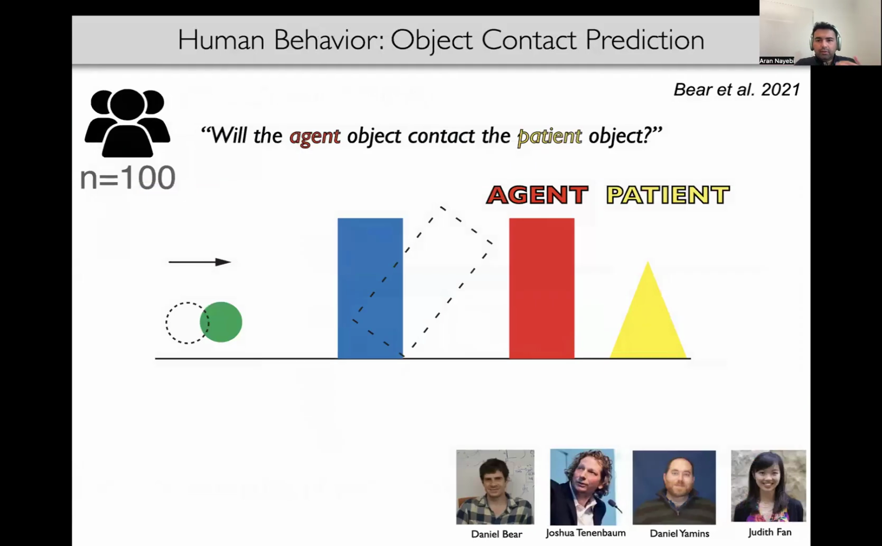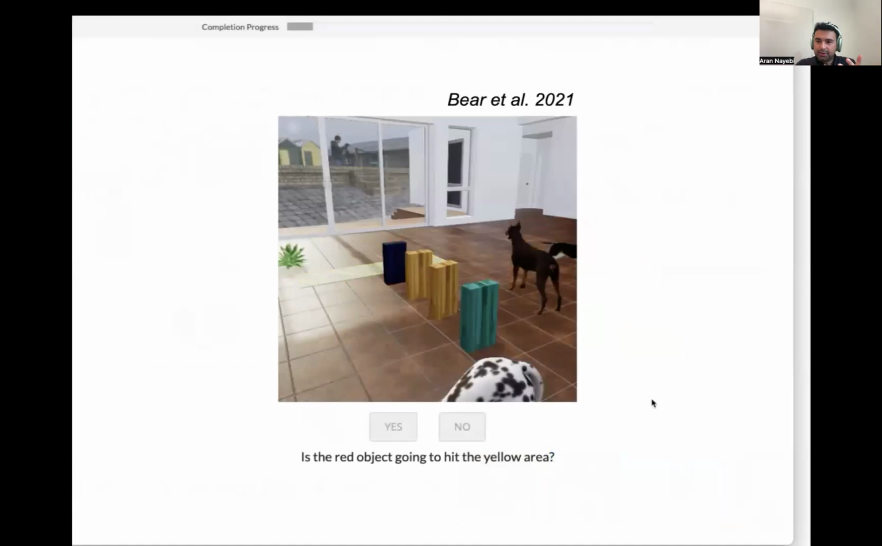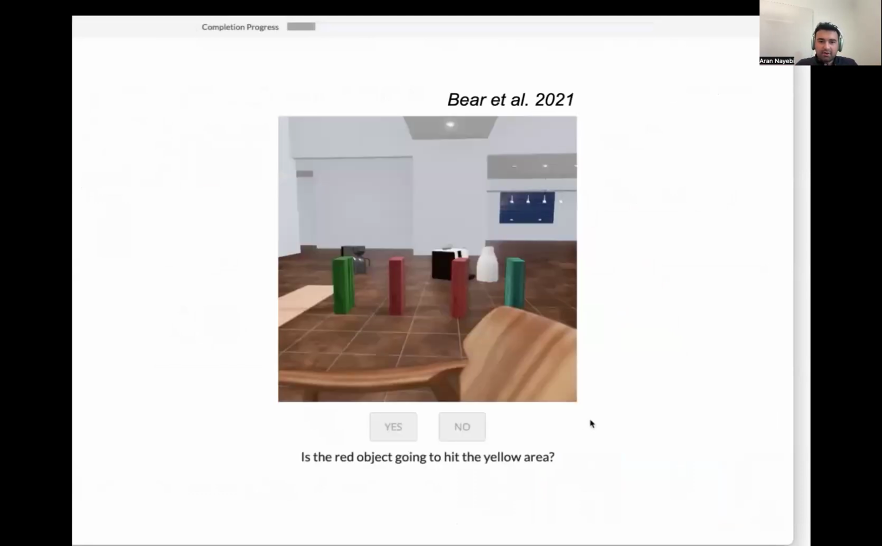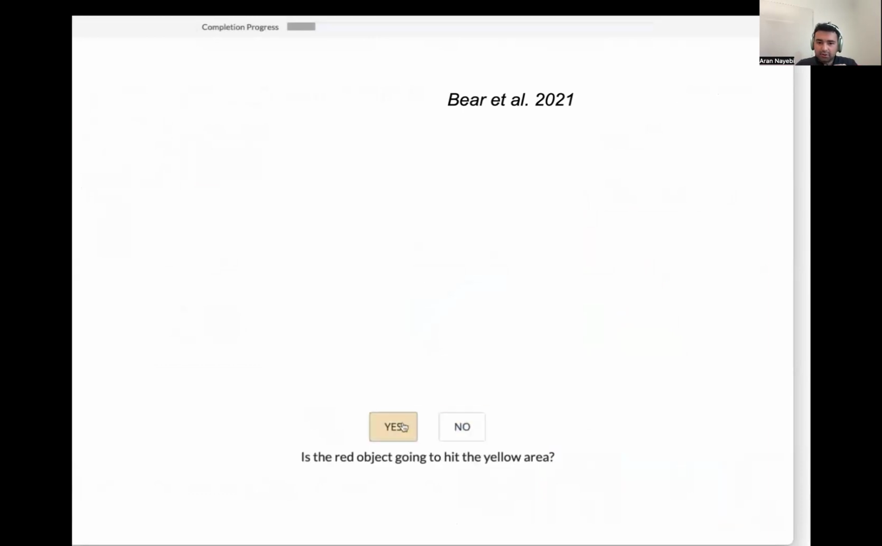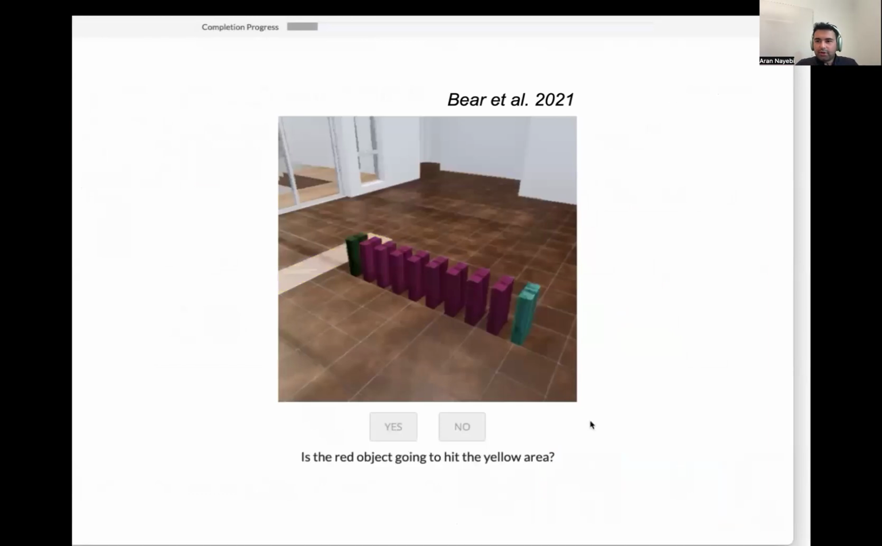The main readout that humans are queried with is whether the red agent object will come into contact with the yellow patient object. So in an example scenario like this, humans look at this red domino, the agent object, and then here's a side view, clicking yes or no, whether it'll come into contact with the mat before the scene unfolds. So it's a sort of high order readout of what humans will think the simulation will result in.